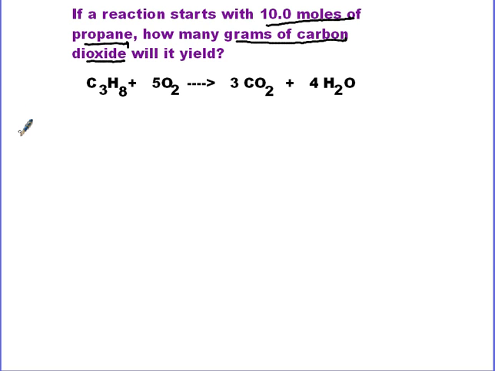All right, how did you do? I bet you did fine. Let's start things off with our question mark format. How many grams of carbon dioxide can I make when I use 10 moles of propane?